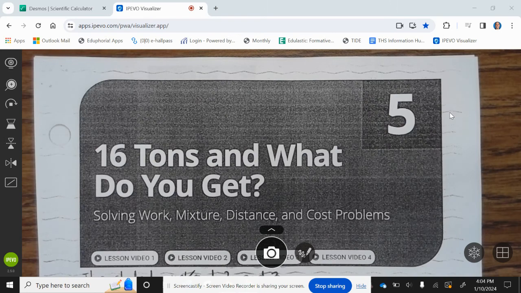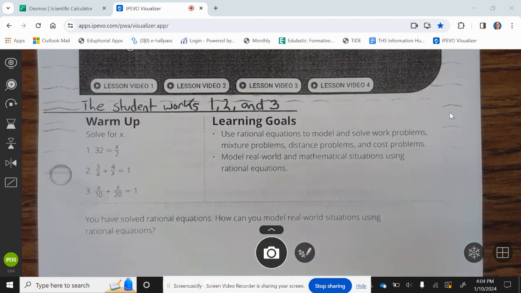Okay, Wildcat, so we're going 5.16 tons, and what do you get? Solving work, mixture, and distance and cost problems. The student works 1, 2, and 3. Let's take a look at the next page.